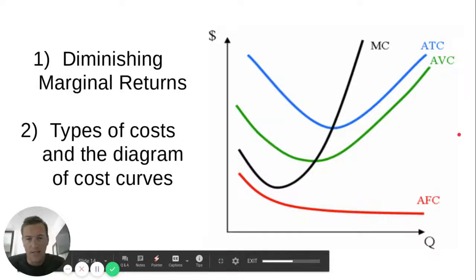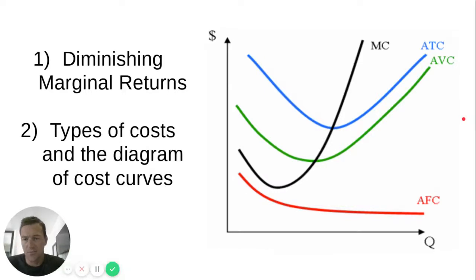Part 2 of the cost section of the theory of the firm unit. Last lesson, I tried to introduce what diminishing marginal returns was, give some examples of it, and explain how that shapes the MC, AVC, and therefore ATC curve. This diagram here on the right is what you need to be able to draw by the end of the cost section.